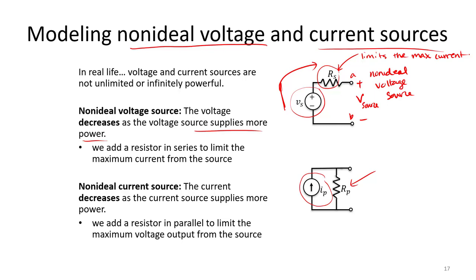We use a similar approach to model non-ideal current sources. Notice that this current source will need to supply some voltage, just like how this voltage source needs to supply some current. And so we see that there's only so much voltage we will be able to provide due to that resistor. Once we provide so much resistance, we will eventually saturate and max out. So the parallel resistor will limit the maximum amount of output we can produce.